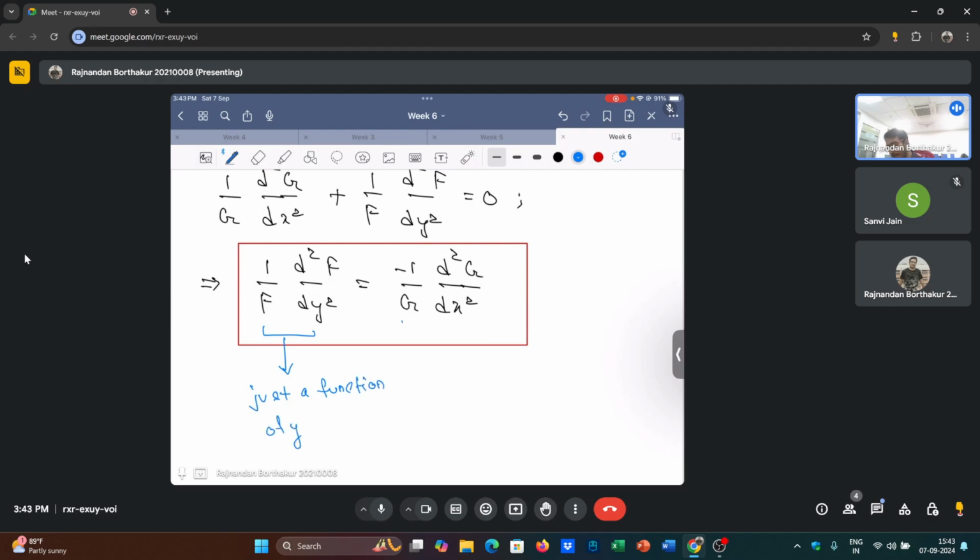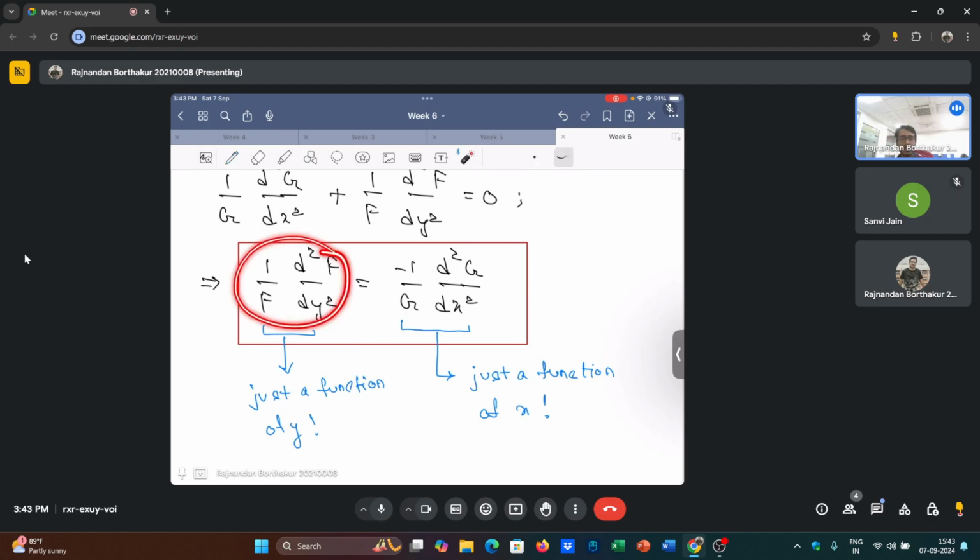While the other function, minus 1 by g d2g by dx2, is just a function of x. So then it becomes interesting, right? What we are saying is that a function which is just a function of y is equal to a function which is just a function of x. Now that seems impossible, right? Because how can a function of y be equal to a function of x? But in only one special case, this is possible. Can you tell me what is that special case?